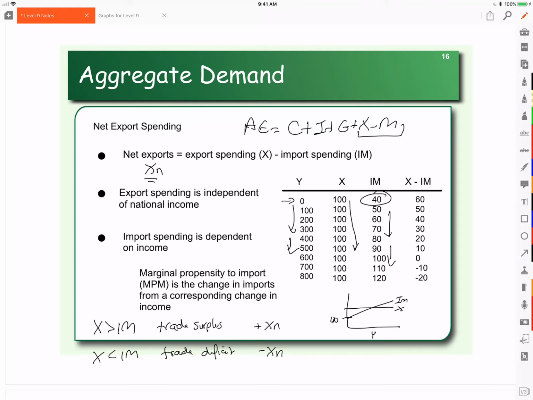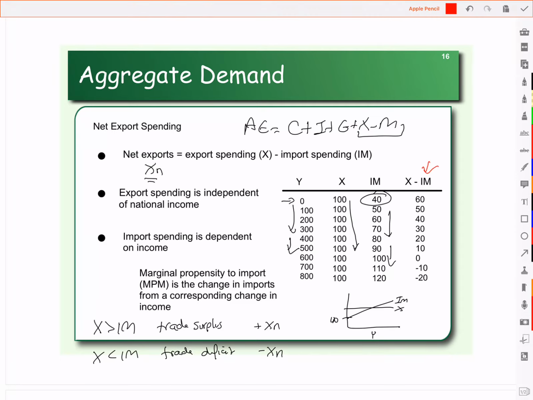If we want to graph net exports, we need to take exports minus imports. So you'll notice that there's a column here on the far right called net exports. And we can calculate the numbers in that column by taking our exports minus our imports. So notice that when income is 0, exports are 100 and imports are 40. So our net exports are 60.